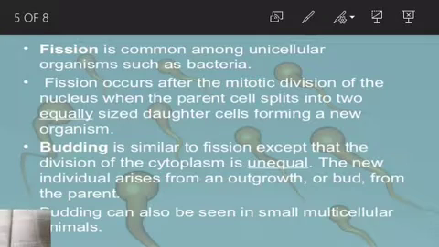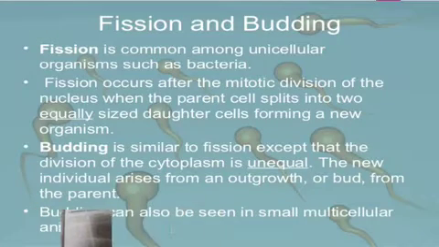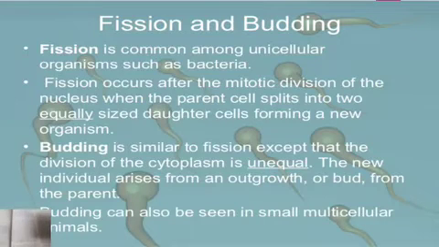And next one is budding. Budding is similar to fission, except that the division of the cytoplasm is unequal. Equal division occurs in mitotic division, but the budding process is the same as fission. The only difference is that the division of the cytoplasm is unequal. So the new individual arises from an outgrowth or bud from the parent. Budding can also be seen in small multicellular organisms. Multicellular organisms are those which have multiple cells.